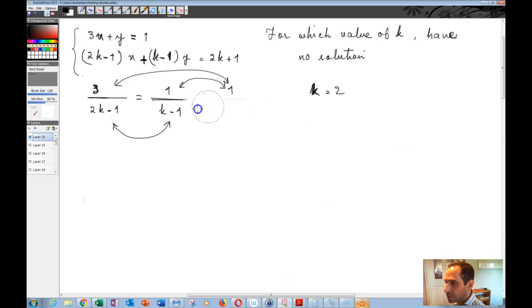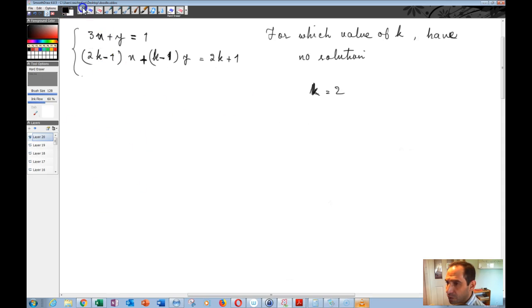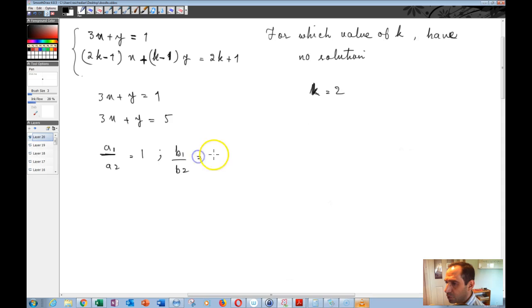So I want to basically write this whole thing over here so that the equations become 3x plus y is equal to 1, and then if k is equal to 2, 2k minus 1 would be 4 minus 1, which is equal to 3, so 3x, and k minus 1 would be 2 minus 1 is equal to 1, so plus y is equal to 4 plus 1 is equal to 5. So you see over here a1 to a2 is equal to 1, and b1 to b2 is equal to 1, and c1 to c2 is equal to 1/5, which is exactly what we are looking for, of course, meaning that a1 to a2 is equal to b1 to b2 is not equal to c1 to c2.